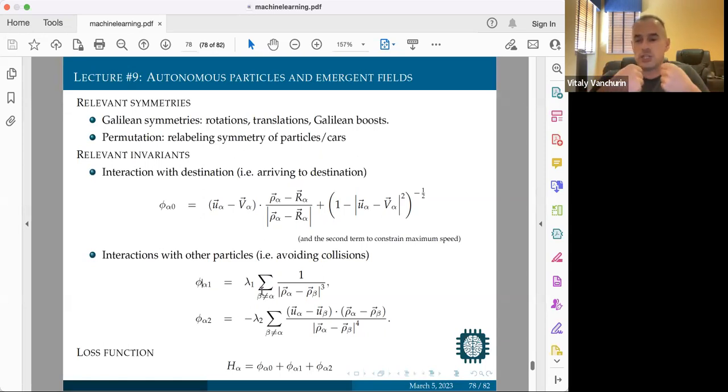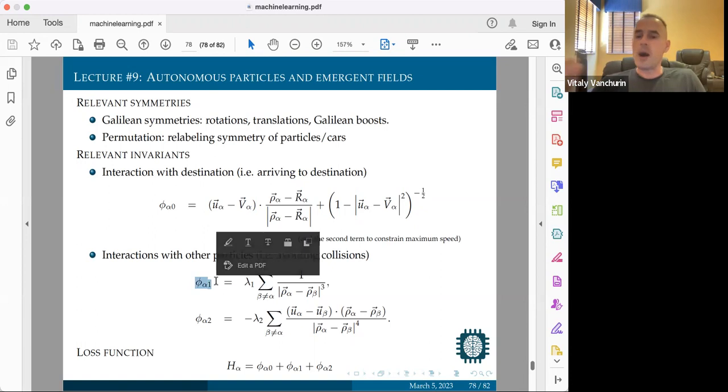Now, they may actually collide at some point just because your predictions are not perfect, and it may happen, especially in the early stages of training, that this scalar, this invariant, will blow up, and then you end up colliding.